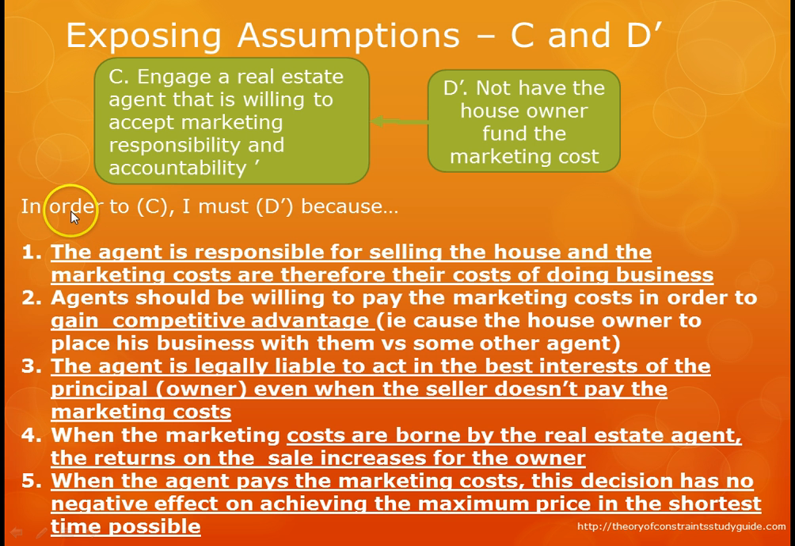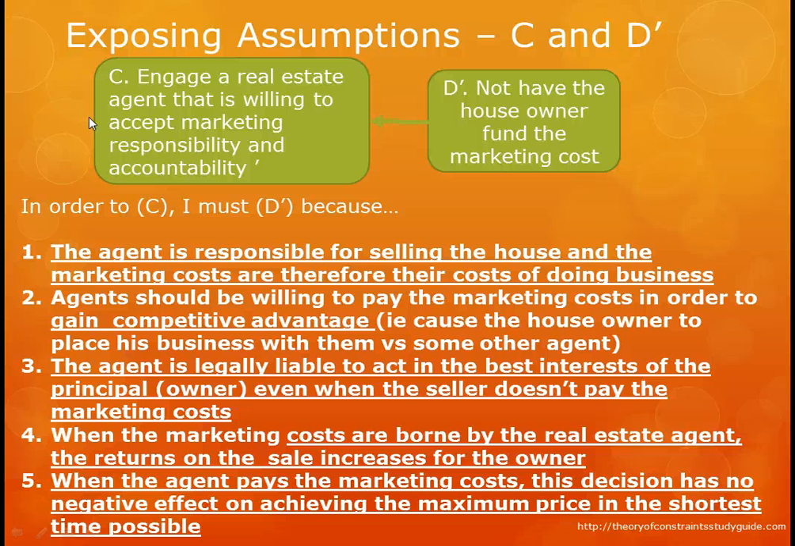So now let's move on to the relationship between C and D, which is in order to engage a real estate agent that is willing to accept marketing responsibility and accountability, the owner must not have the house owner fund the marketing costs. So we think this is valid, this relationship, because the agent is responsible for selling the house and the marketing costs are therefore their costs of doing business.